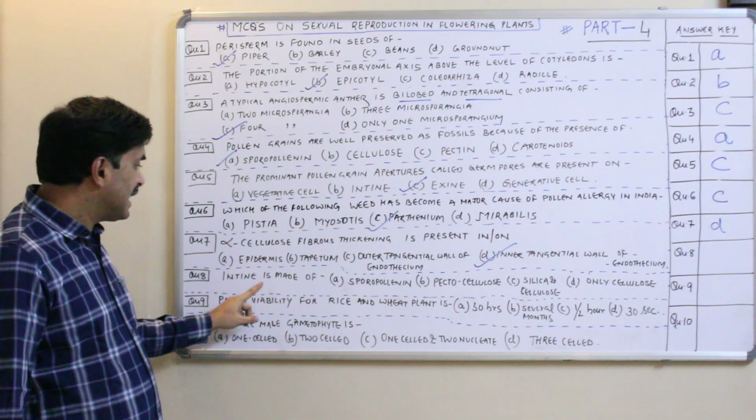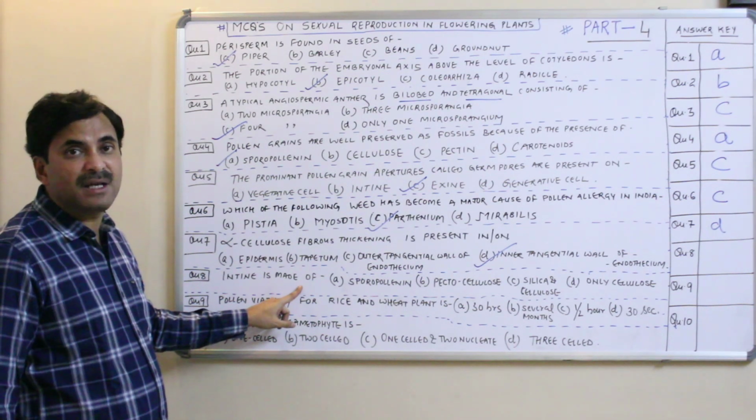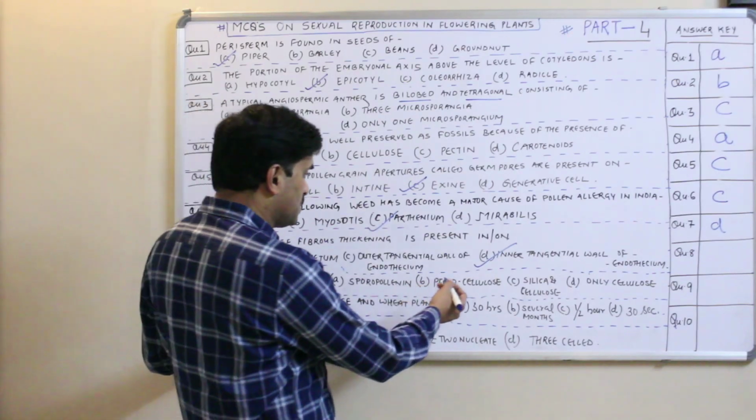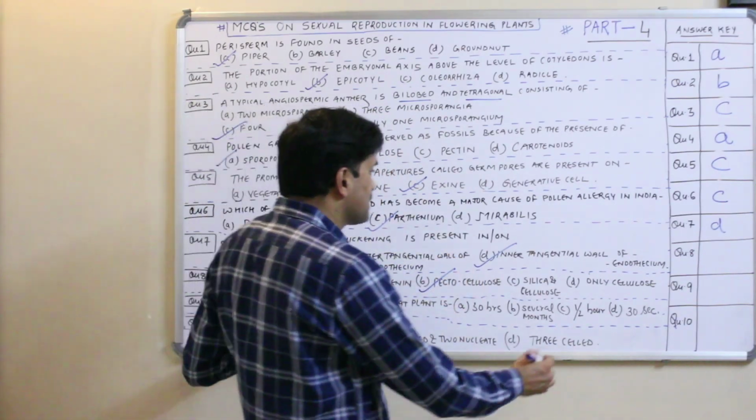Question 8. Intine is made up of. Remember, if exine is made up of sporopollenin, then intine is made up of pectin and cellulose, which together can be called pectocellulose. So here it is, pectocellulose. Question number 8 has the answer B.